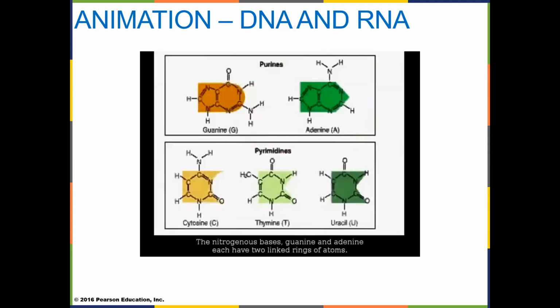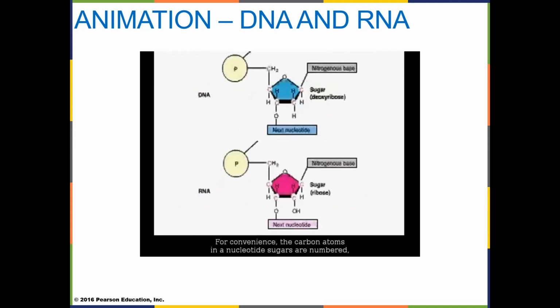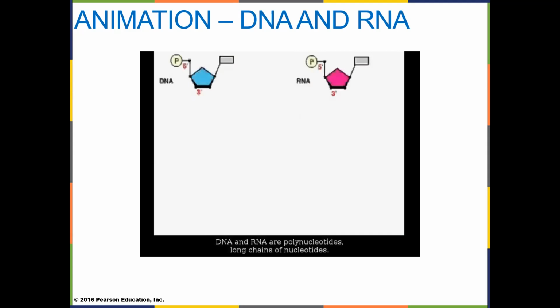The nitrogenous bases guanine and adenine each have 2 linked rings of atoms. They are called purines. Cytosine, thymine, and uracil each have a single ring, and these 3 bases are called pyrimidines. For convenience, the carbon atoms in a nucleotide's sugar are numbered beginning with the carbon atom bonded to the nitrogenous base, moving around the ring, and up to the carbon that is bonded to the phosphate group. The 1' carbon is bonded to the nitrogenous base, the 3' carbon to the next nucleotide, and the 5' carbon to the phosphate group.